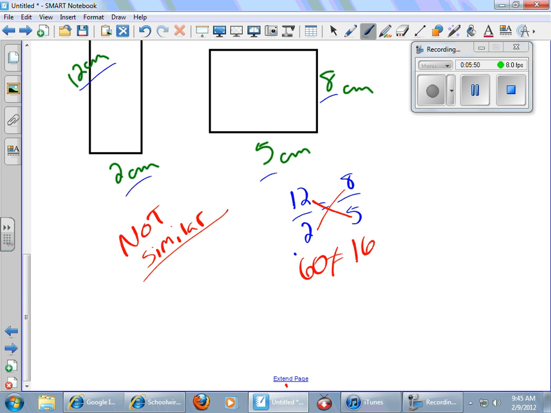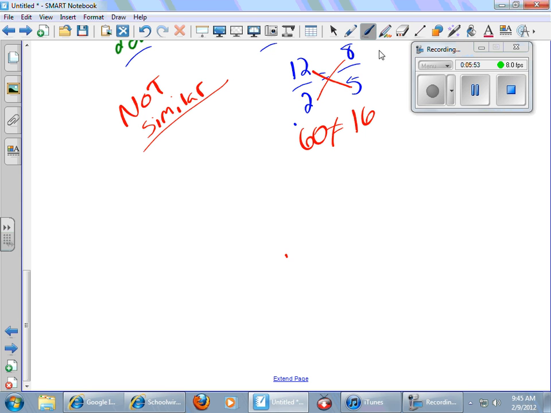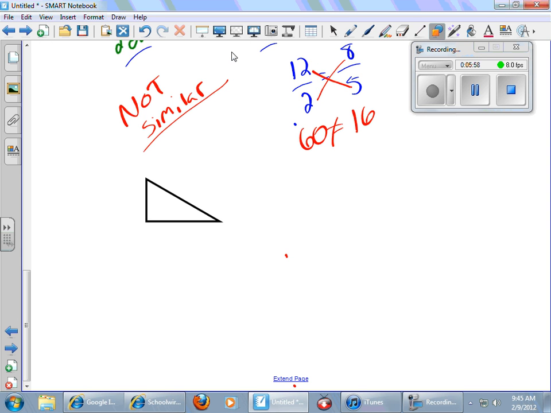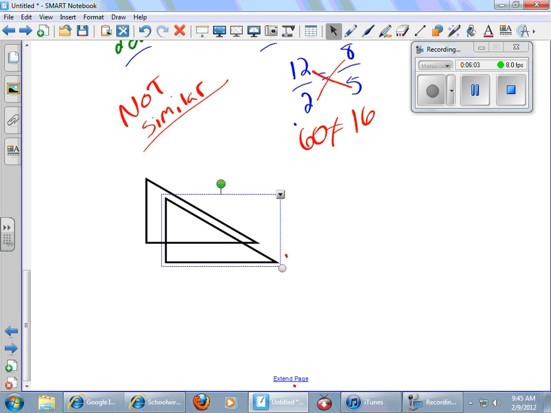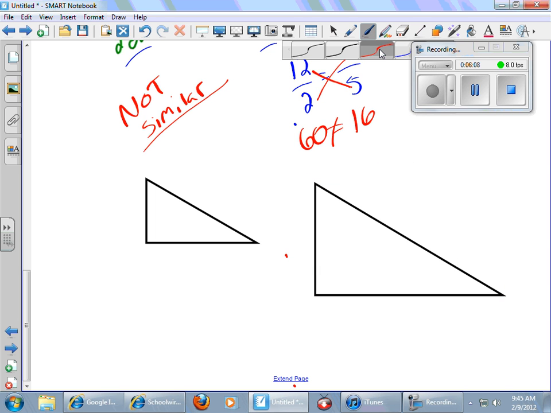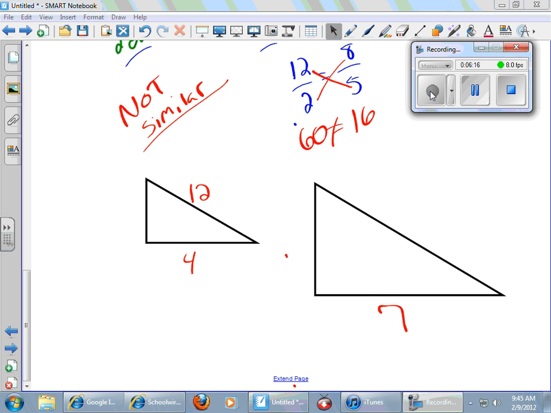Okay, let's look at one more of those. I will give you 2 triangles, and you tell me if they're similar. Do it by setting up the proportions. Okay, and I'm going to make this 12 and that 4, and I'll make this 7, and I'll make this 21. Oops, 21. All right, go ahead and pause the video, and when you're done setting up your proportion and cross multiplying, you can check with me.